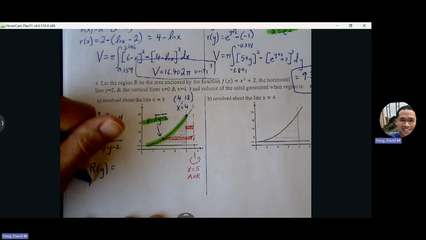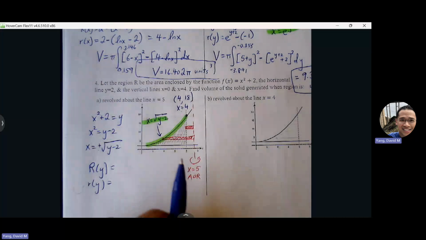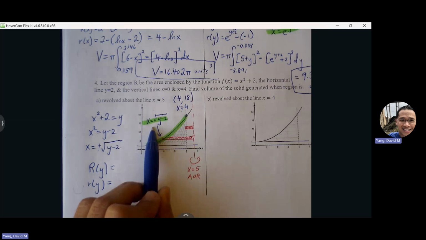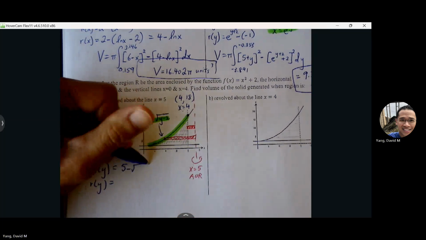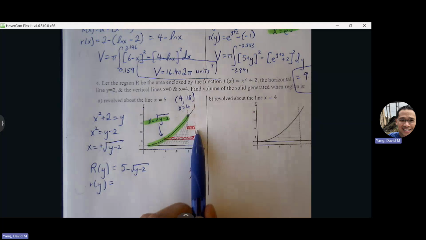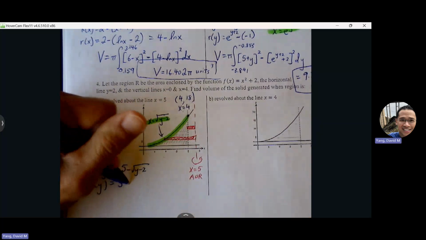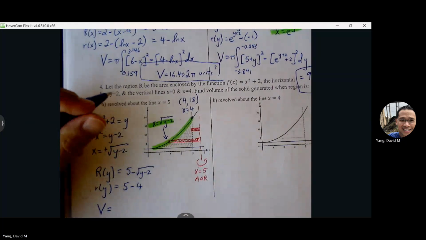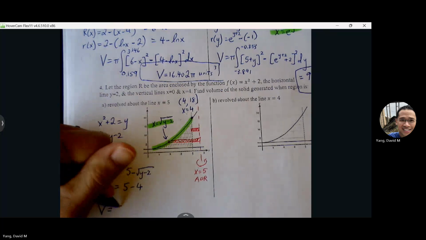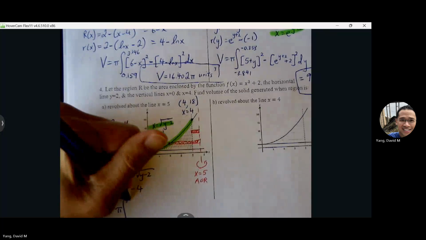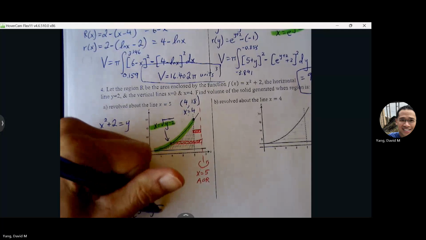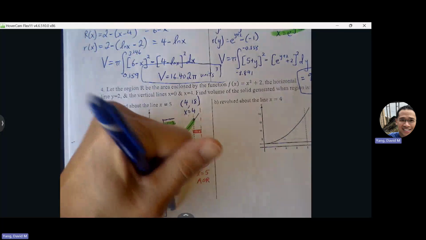We know this is washer method. Okay, right minus left. So right endpoint is sitting at the 5. Left endpoint is sitting at the root y minus 2. And then right minus left. Right endpoint at the 5. Left endpoint at the 4. So 5 minus 4. Square your individual radius separately.